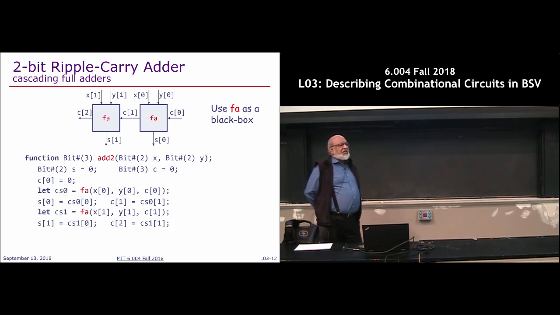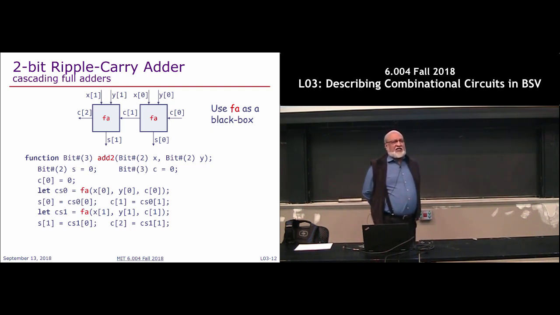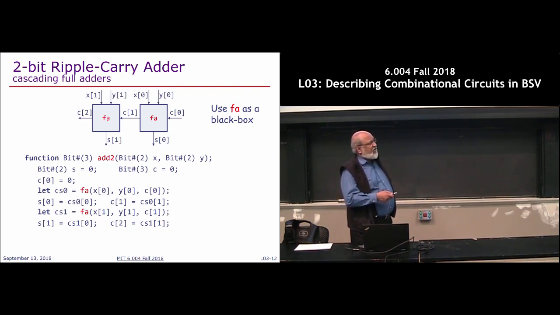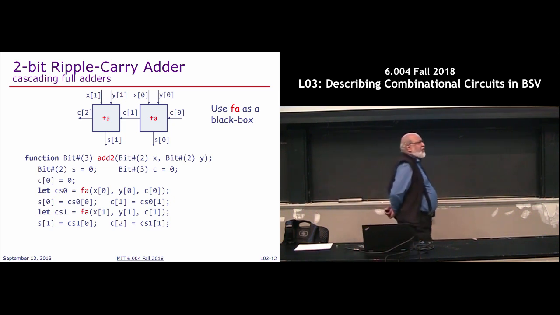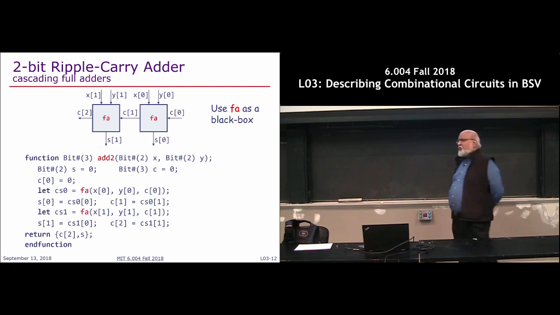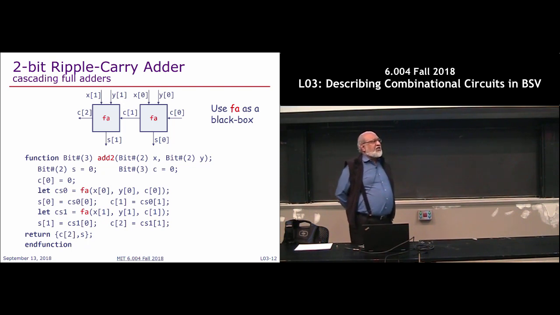All right, now we can instantiate the second full adder, and we are taking X1, Y1, and C1. Where did C1 come from? It came from the first full adder, right? That's what we showed here: C1 came out of this, and that is going in here. And now it's producing CS1, so you have the zeroth bit, which is going to give you the first sum bit, and you have the one here, which is going to give you the carry bit from it. S1 is updated. Return C2, comma S. So S was 2 bits, and C2 is the carry bit that you're returning, and that's the end of the function.